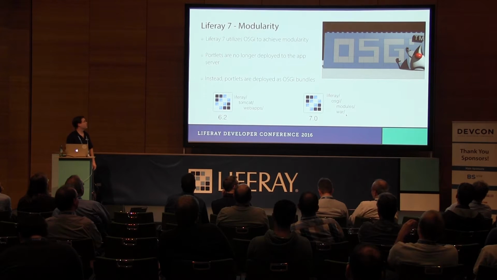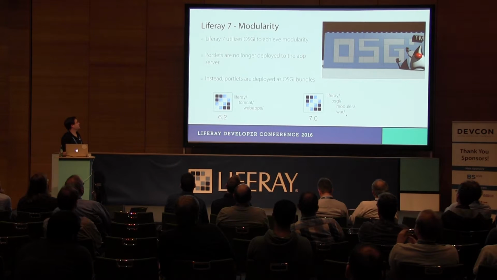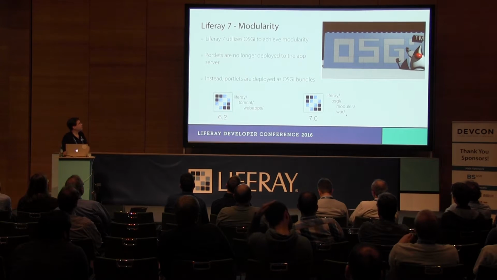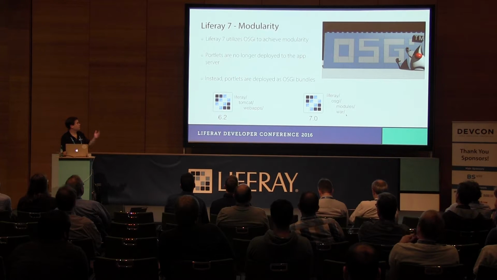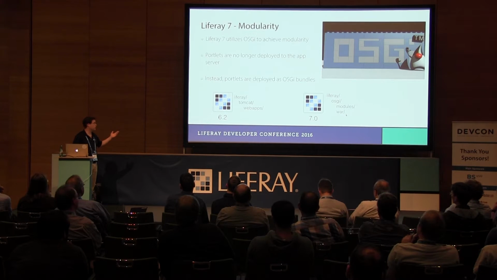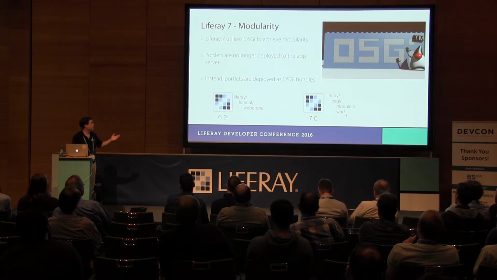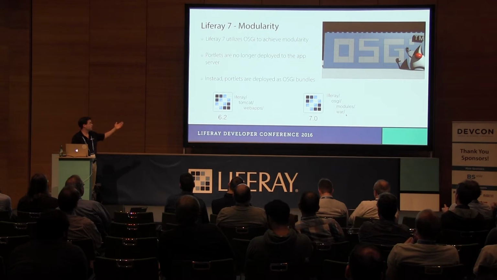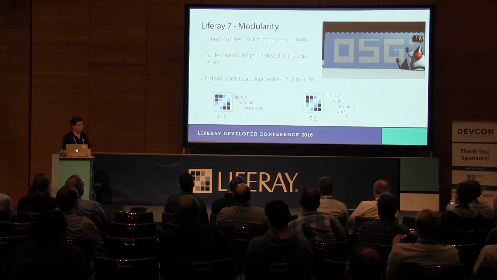Well, Liferay 7, of course, is using OSGi to achieve modularity. And when you deploy a WAR to Liferay 7, it's no longer being deployed to the app server. The app server is not the one handling that. And there are many benefits in Liferay 7 to that. Instead, they're deployed as OSGi modules. So in Liferay 6.2, perhaps you would copy it to the Liferay deploy folder, and it would end up in Tomcat webapps. But in Liferay 7, if you deploy it to the deploy folder, it's going to end up in the WAR folder.